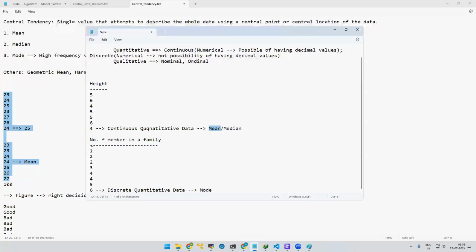If the data is like this, we need to find out the nature of the data first. What does this tell us? It's clearly saying that it is the number of members in a family. You need to question yourself: if this is going to give us the number of members in a family, is there a possibility of having a decimal value, a decimal part?